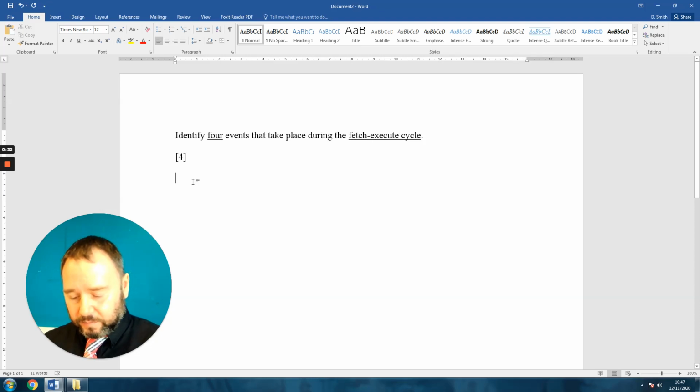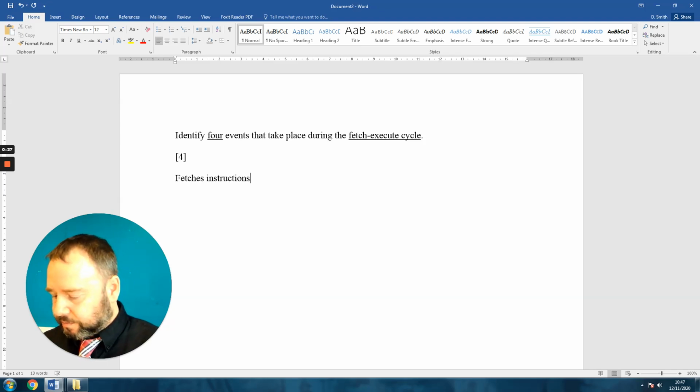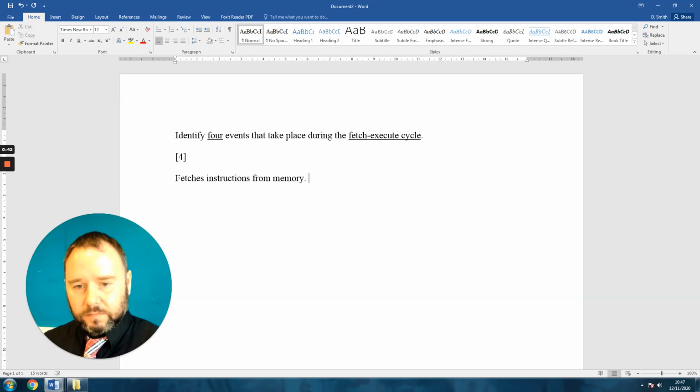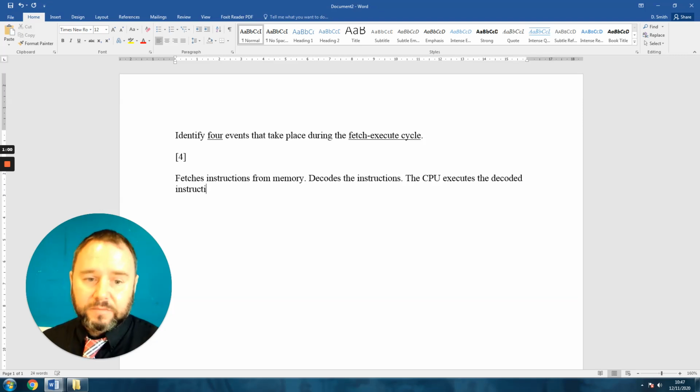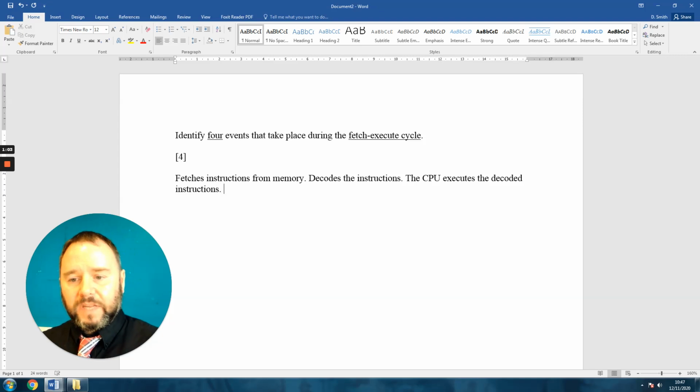During the fetch, decode, execute cycle, it fetches instructions from memory, it decodes the instructions, and, let's be more specific, the CPU executes the decoded instructions. Now you notice I haven't got muddled up in MAR and MDR or anything like that, and I've picked up 3 marks.